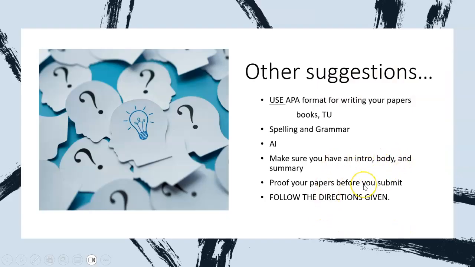Other suggestions: use APA format for your papers. You should be able to have access to books for APA. TU Library has a link on their page for APA. And if you're using a generator, what you need to stop and ask yourself is, are you putting the right information in the generator? There's absolutely no excuse for you to not be using APA correctly at this point in your college career. Pay attention to spelling and grammar.